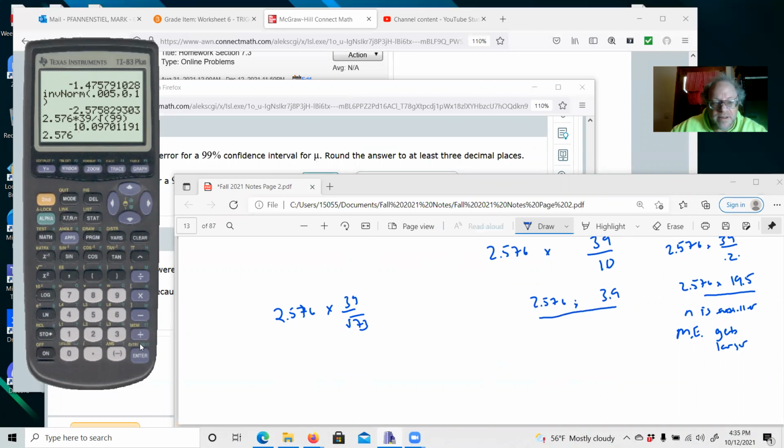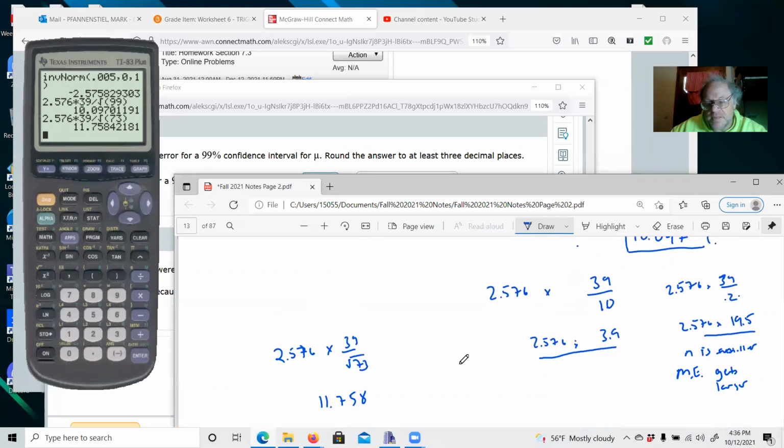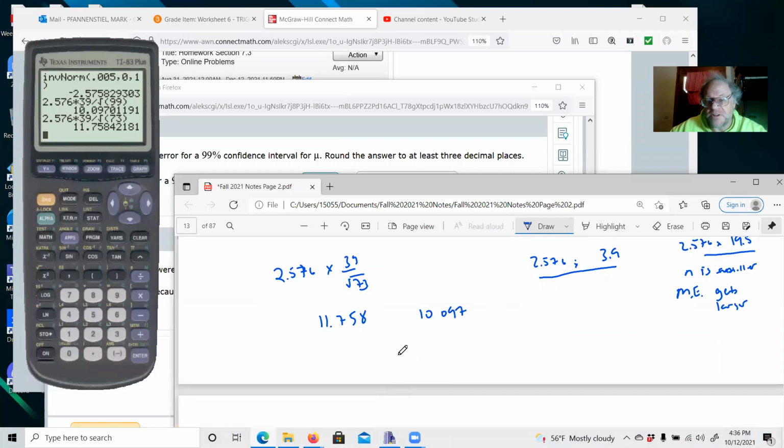2.576 times 39 divided by the square root of 73. Let's see what happens. We got 11.758. Well, is 11.758 a bigger number or smaller number than 10.097? I know you know this.